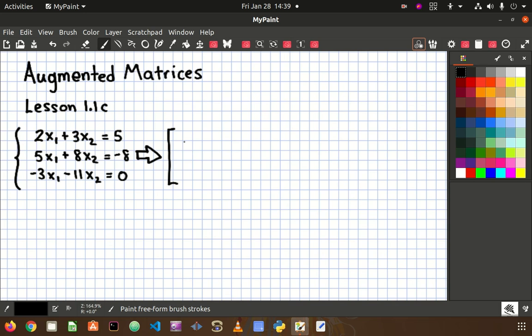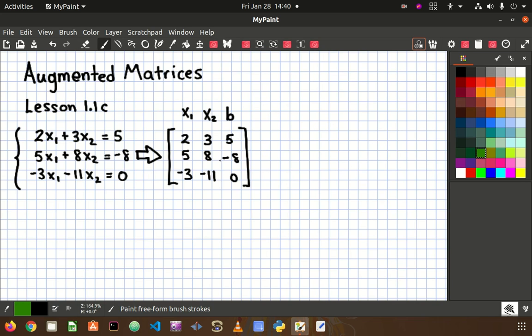So the way that it works is we record the first column of coefficients, 2, 5, negative 3. And that first column represents the x1 column. So this represents all the coefficients times x1. Then 3, 8, negative 11. And that second column represents all the coefficients times x2. Then we have 5, negative 8, 0. And this represents all of the constants right here. So what happens is we now have an augmented matrix.